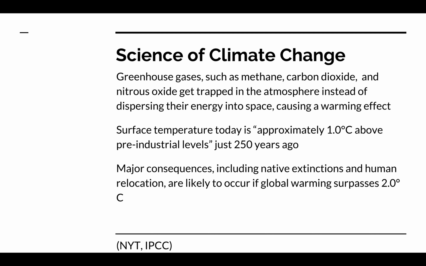Basically, greenhouse gases such as methane, carbon dioxide, and nitrous oxide get trapped in the atmosphere instead of dispersing their energy into space, which causes a warming effect. Vehicles, the agriculture industry, and virtually the burning of any kind of fossil fuel contribute to this warming. The surface temperature today is approximately 1 degree Celsius above pre-industrial levels just 250 years ago. The major consequences, like the submersion of coastal cities and native extinction, are likely to occur if global warming surpasses 2 degrees Celsius, and this is according to the IPCC, which we'll talk about in a coming slide.